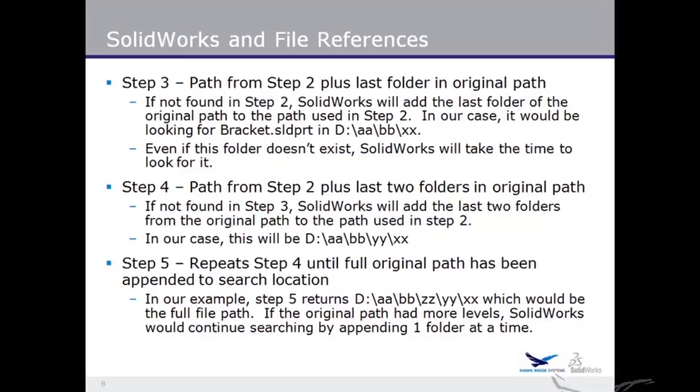So now if it doesn't find that file in step 3, the next thing it's going to do is append one more folder from the original path to that path from step 2. So in our case, this next folder is going to be DAABBYYXX. Again, something that may not even exist, but this is simply the algorithm SolidWorks is using to find these files. So I think you guys can probably understand what's going to happen for the next couple of steps.